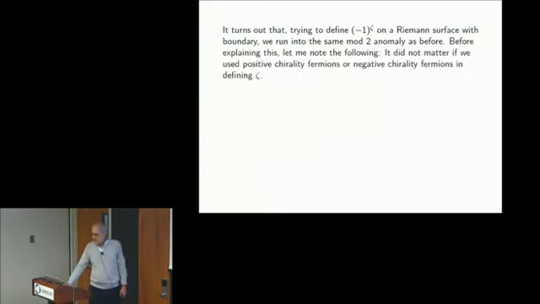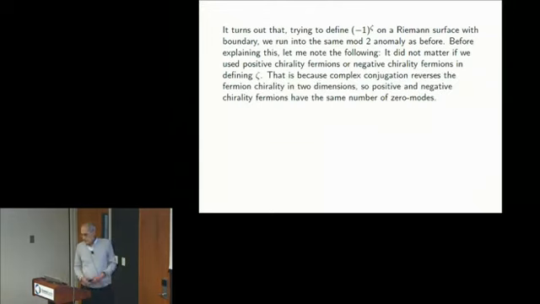Before explaining this, I'll note the following. In defining ζ, it didn't matter if we used positive chirality fermions or negative chirality fermions. They're just complex conjugates of each other. Complex conjugation reverses the fermion chirality in 2 dimensions, exchanging the two one-dimensional representations of the group Spin(2). So positive and negative chirality fermions have the same number of zero modes, and the zero modes are simply complex conjugates of each other.